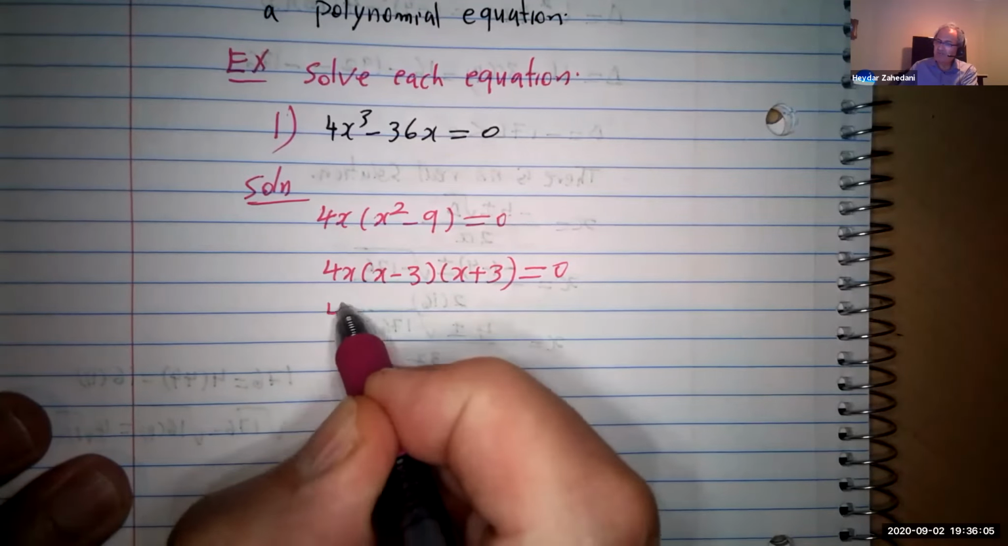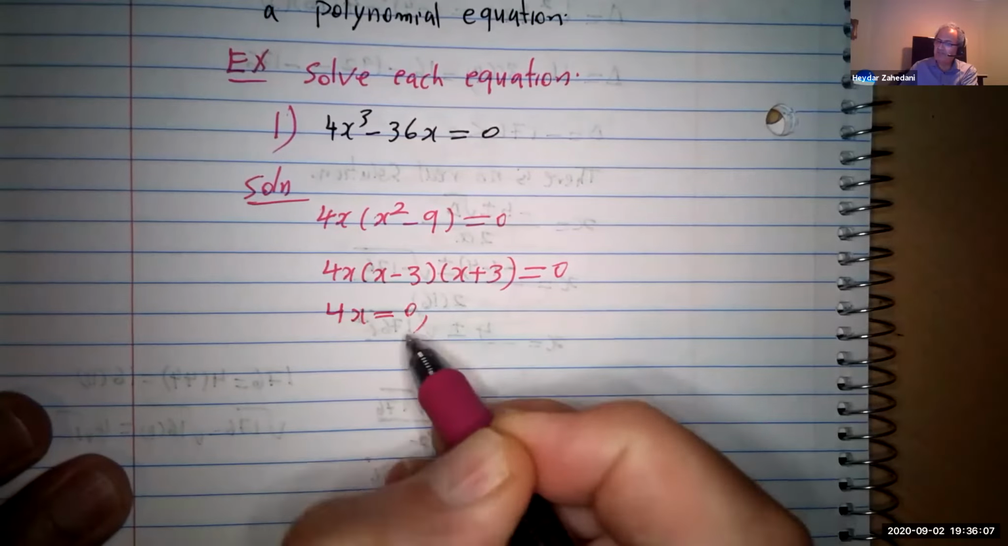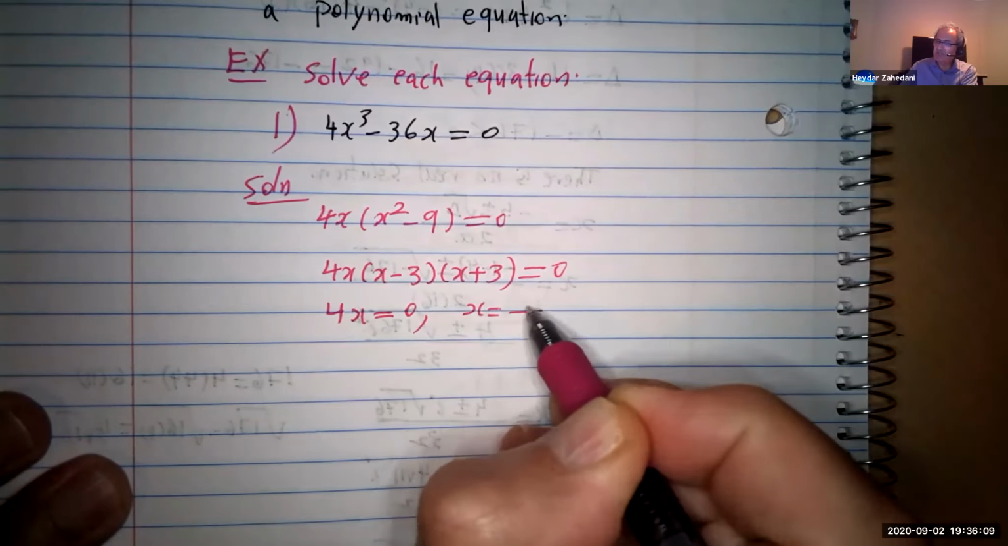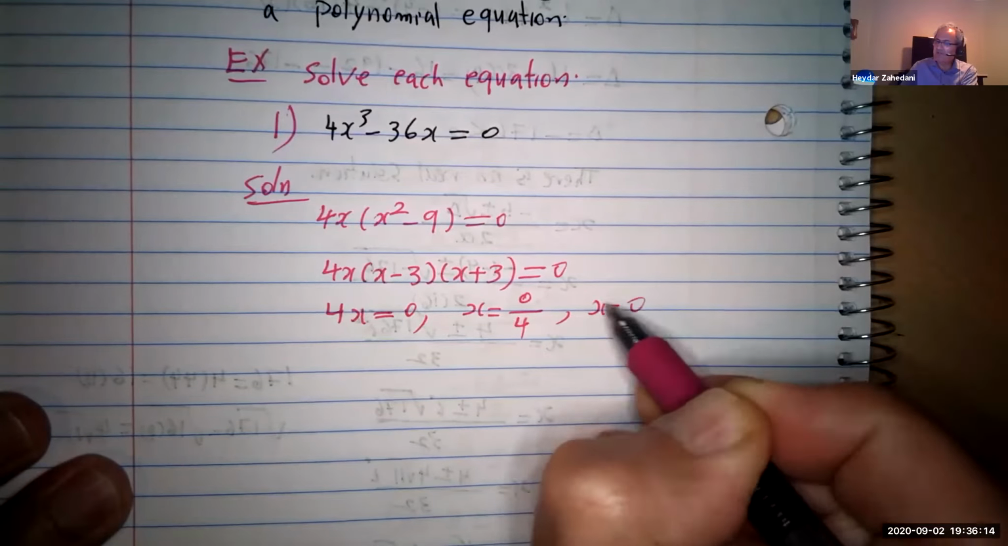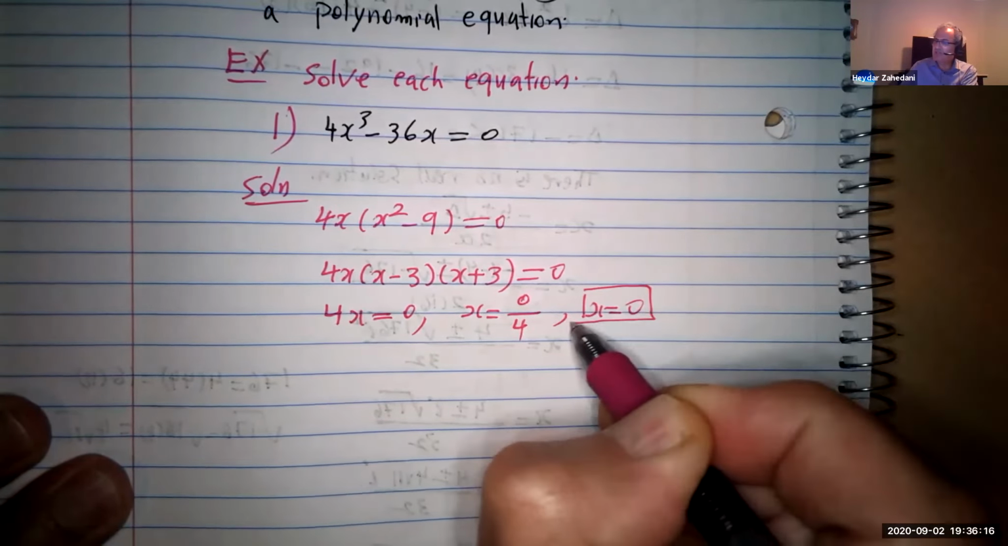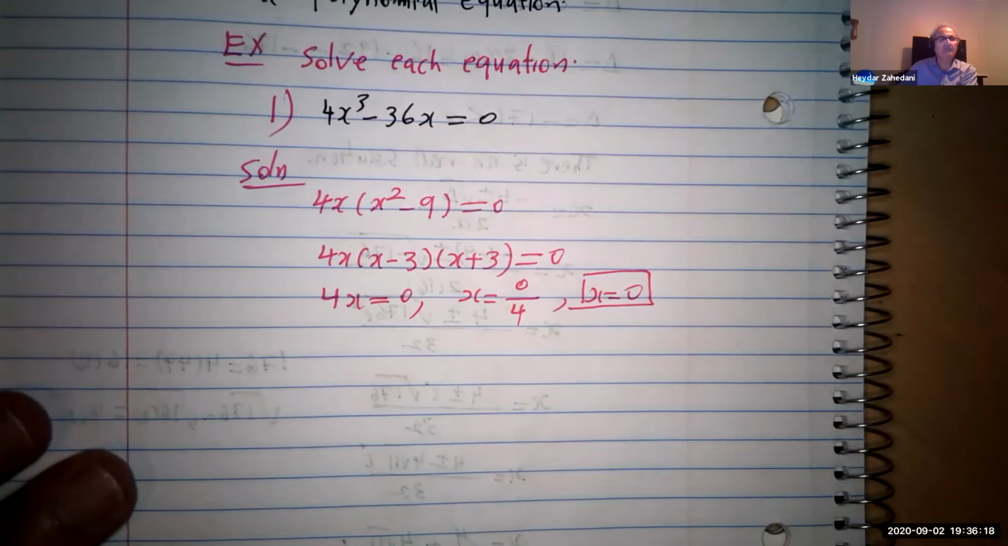So the first factor, 4 times x equal to 0. So your x would be 0 divided by 4. But 0 divided by 4 is 0. So x equal to 0 is one of the solutions to this one.